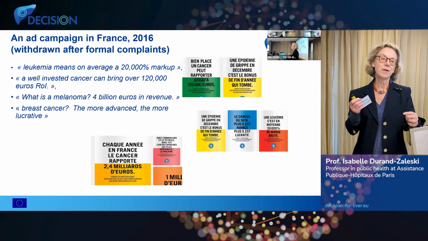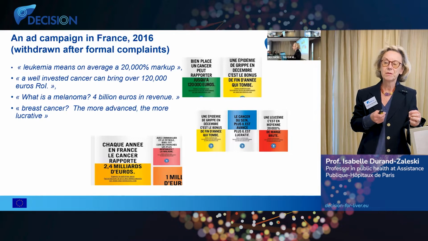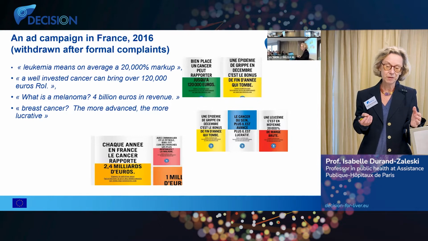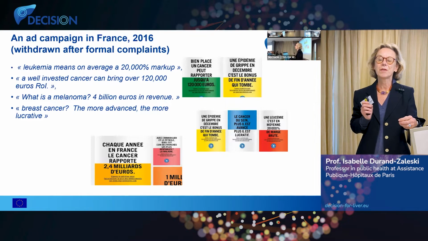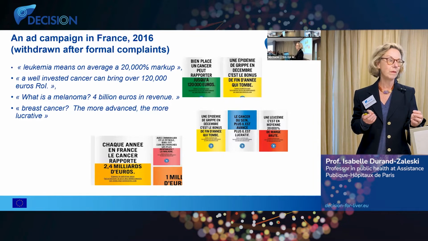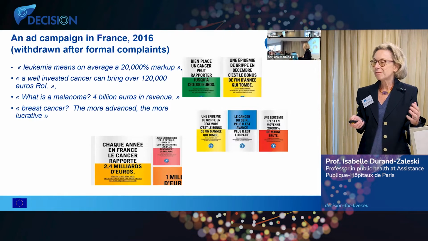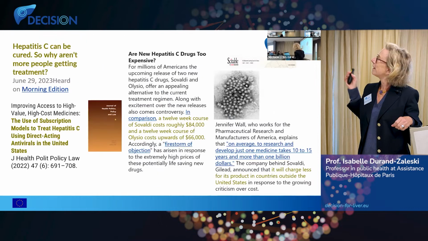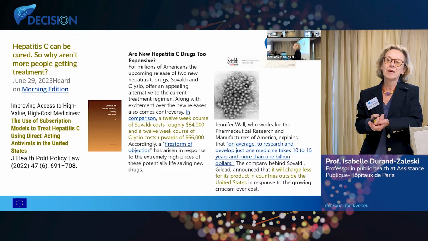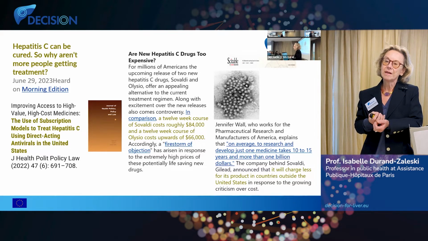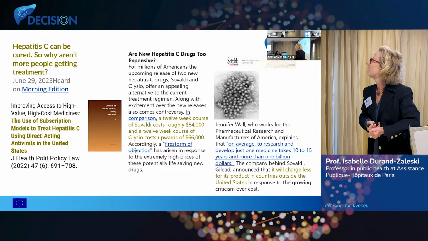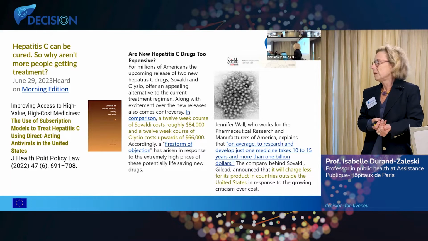This was an ad campaign. The French among you, the Parisians, because I think it was mostly in Paris, might remember it. It was in the bus stops. There were billboards explaining that the pharma industry made too much money out of diseases. And so I've translated some of those. The billboards were withdrawn after a formal complaint. So again, everybody knows about it. This is another example about liver drugs, hepatitis C drugs, that it is in the public, on websites, certainly in medical journals, but also in newspapers.